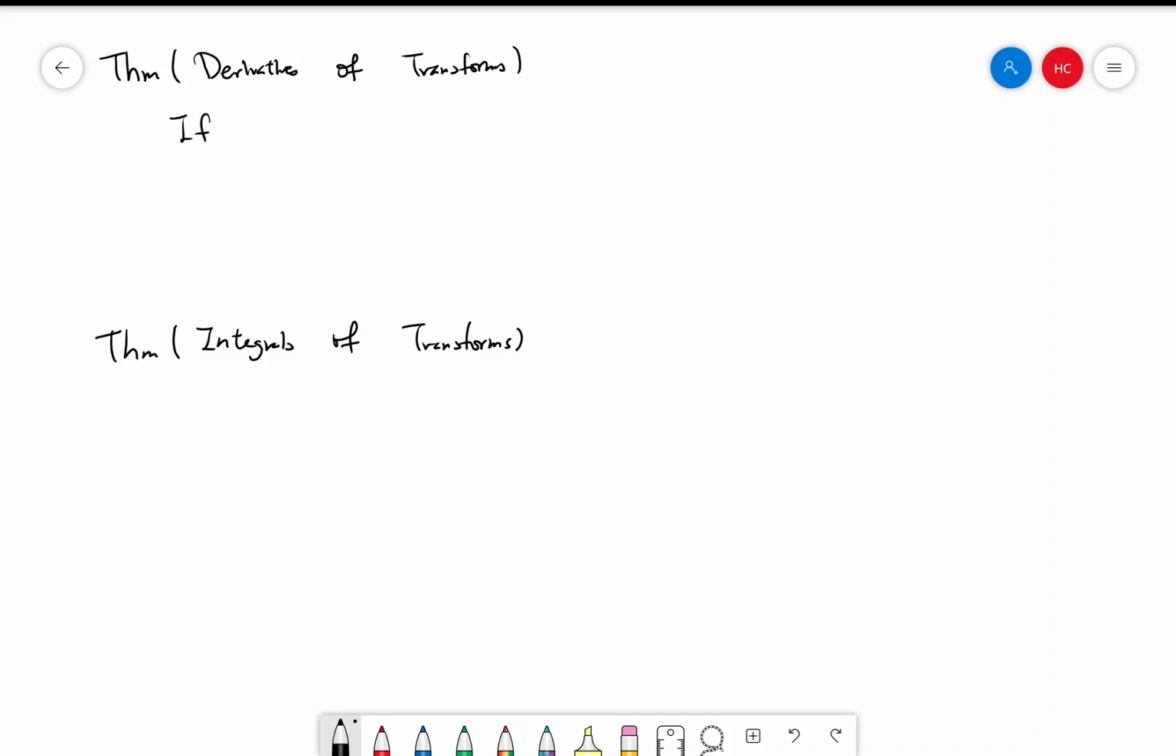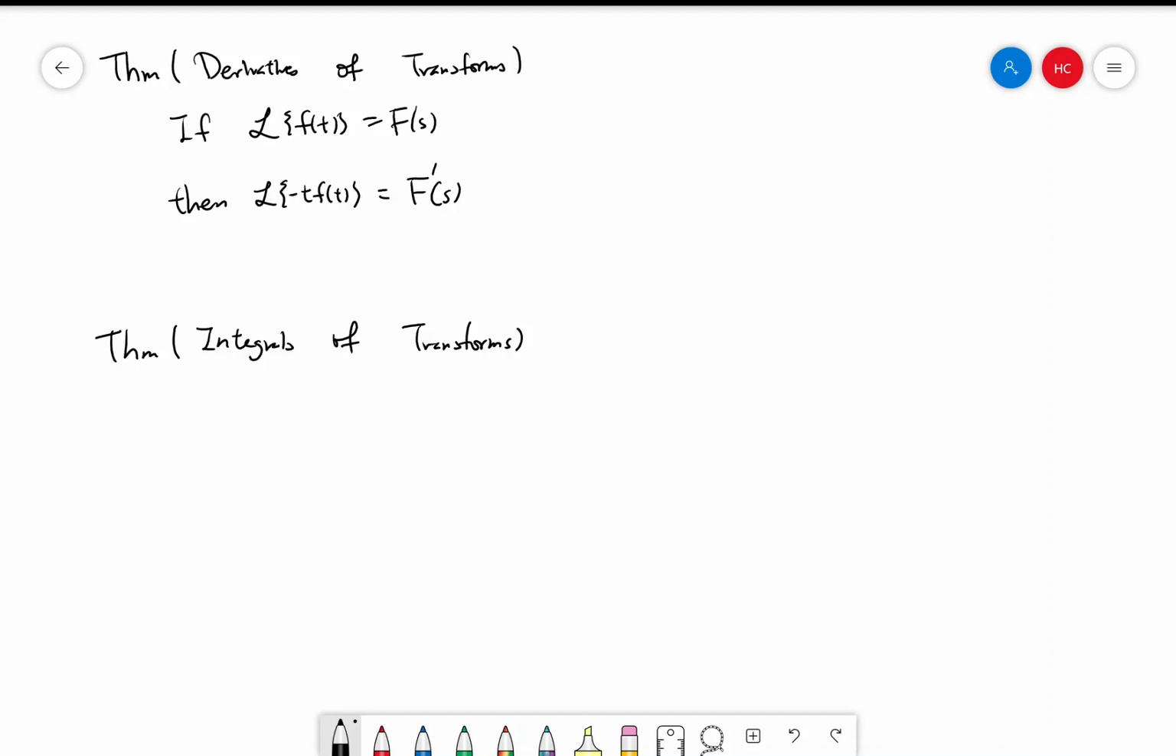Alright, so we're going to introduce two more theorems. One with derivatives of Laplace transforms, and the other one with integrals with Laplace transforms. So the hypothesis is the same. Suppose the Laplace transform of little f is big F. Then the inverse Laplace transform of big F prime is negative t times little f.